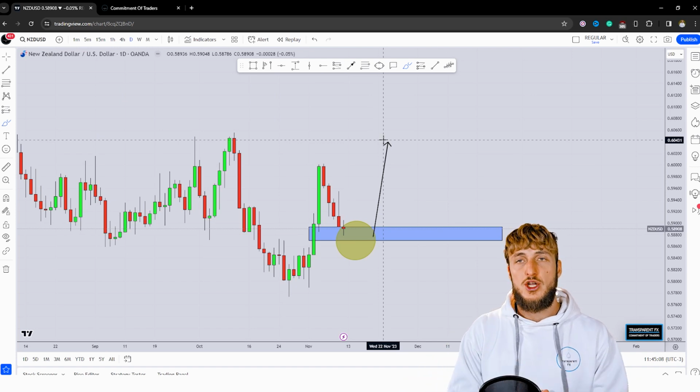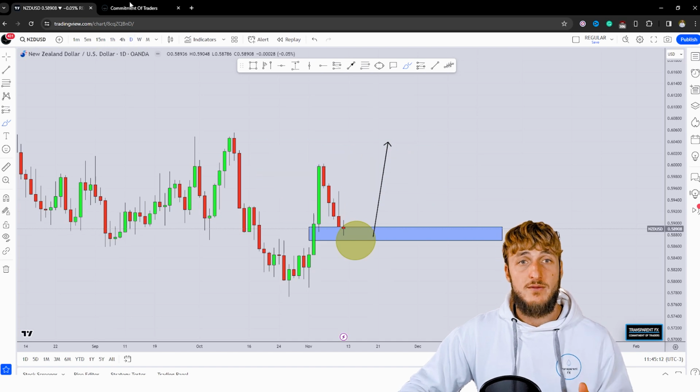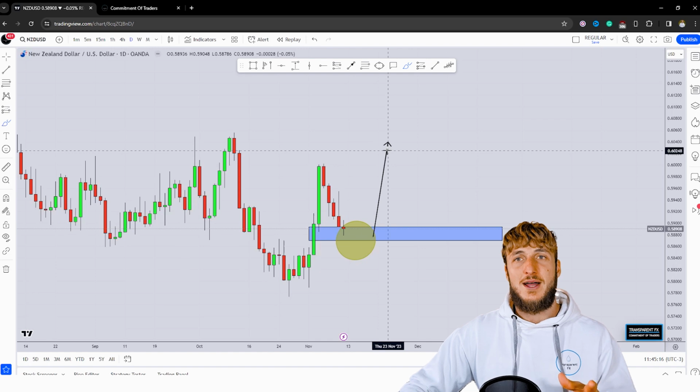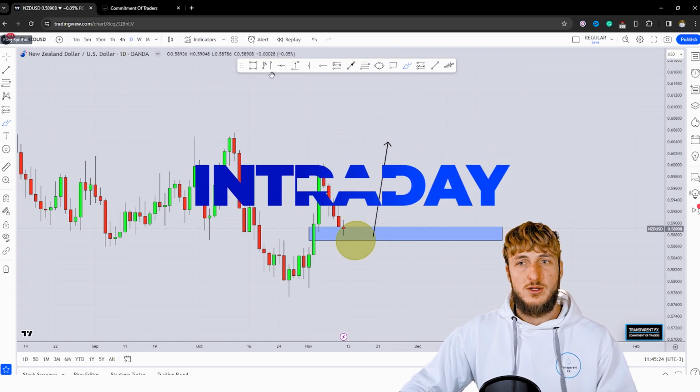Now, as usual, trading is reactive and not predictive. The monthly, weekly, and daily timeframes combined with the COT data, these are the best timeframes from a directional perspective. However, when it comes to confirmations and entries, the best timeframes are the intraday timeframes, so 4 hour and lower.